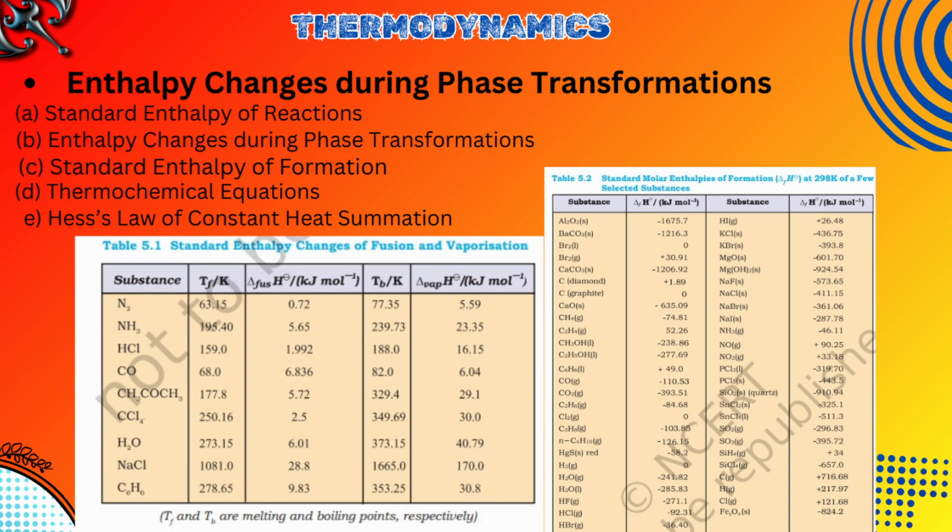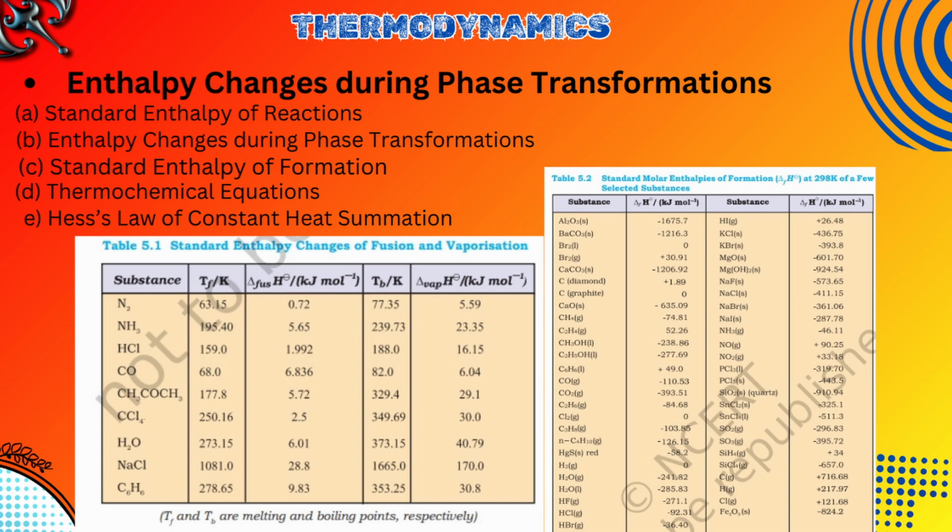Reaction enthalpy depends on conditions like temperature and pressure. To standardize measurement, scientists use the standard enthalpy of reaction, denoted by delta H°. This is the enthalpy change when all substances are in their standard state, that is, in pure form at 1 bar pressure and typically at 298 Kelvin. For example, the standard state of ethanol is pure liquid ethanol at 298 Kelvin and 1 bar.